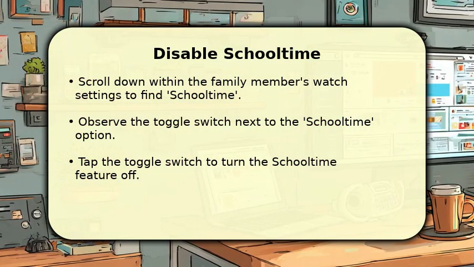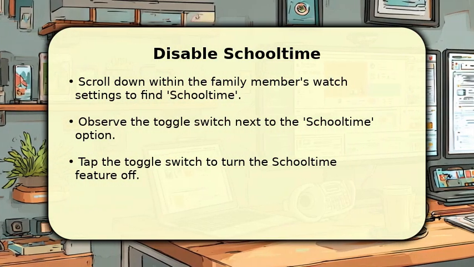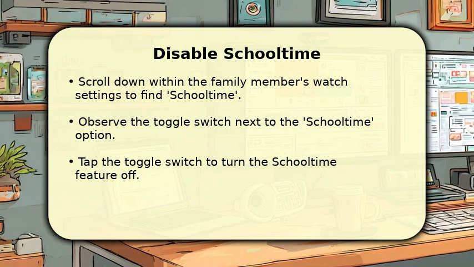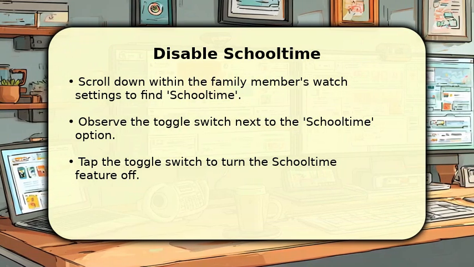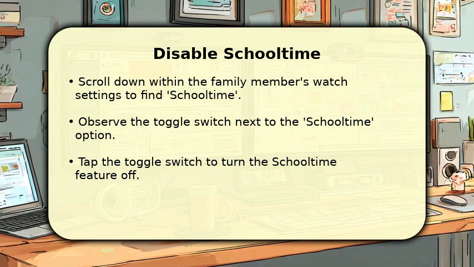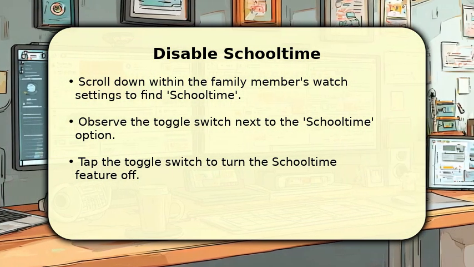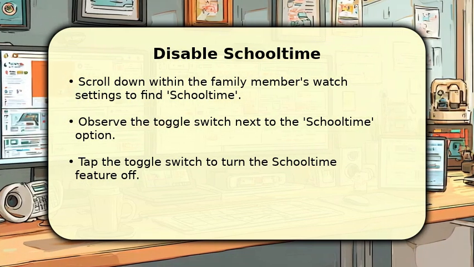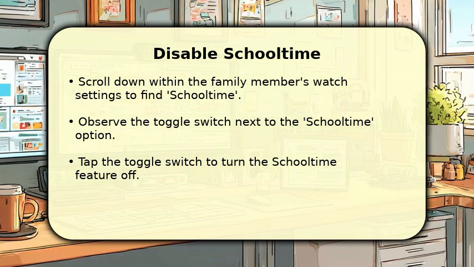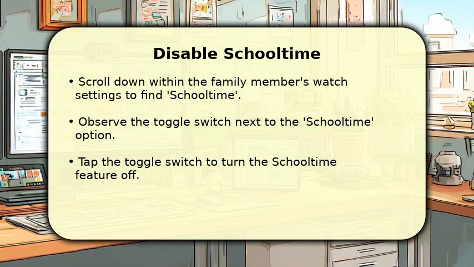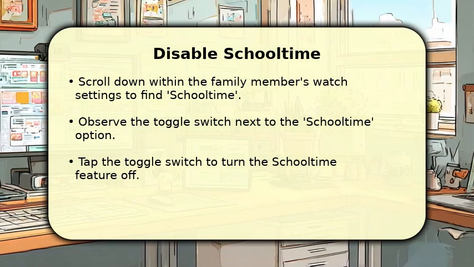Within the family member's watch settings, scroll down until you see the school time option. You will notice a toggle switch next to it, which indicates whether the feature is currently active or inactive. To disable school time, simply tap this toggle switch, changing it from green to gray. This action immediately deactivates the scheduled school time restrictions on that specific Apple Watch.